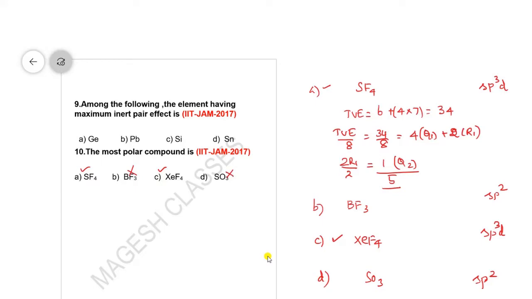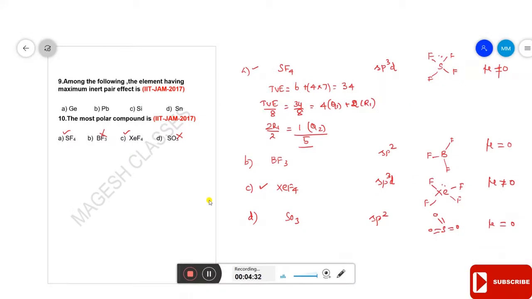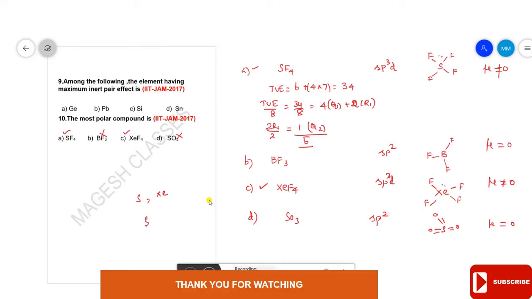Then you compare A and C, that is sulfur and xenon. Sulfur is more electronegative, so it is the more polar compound. Your answer is A. Thus the question is solved.